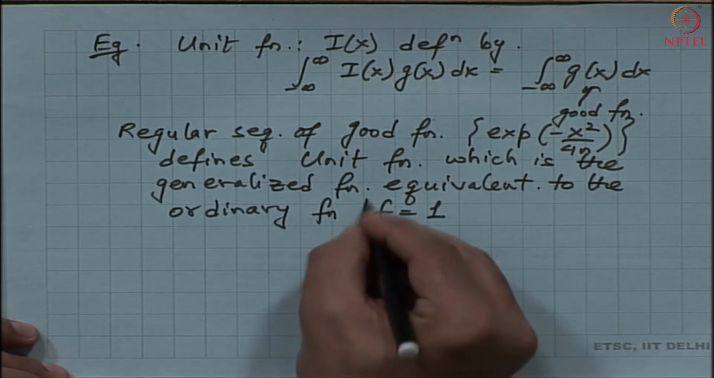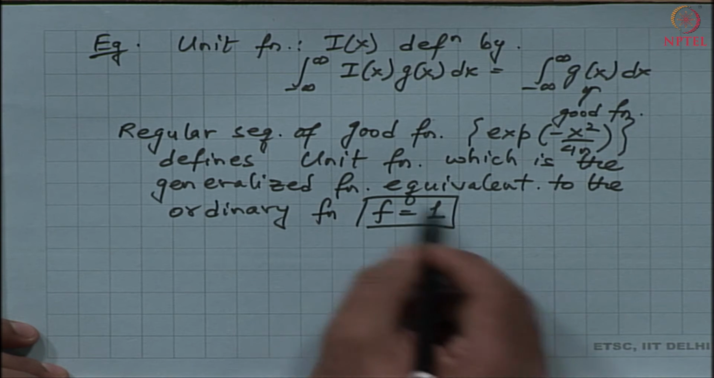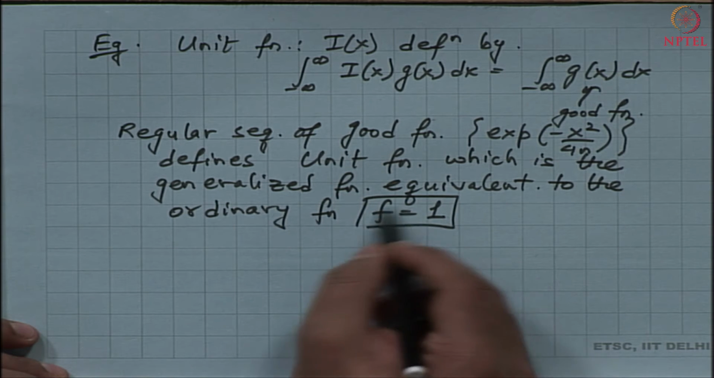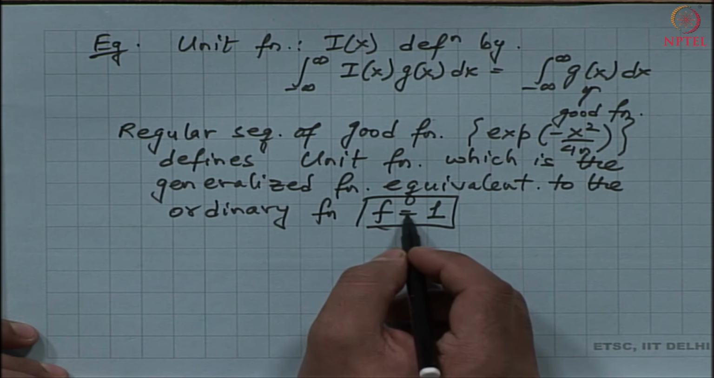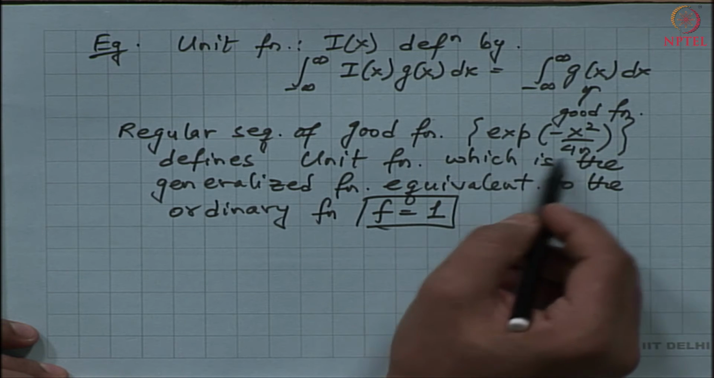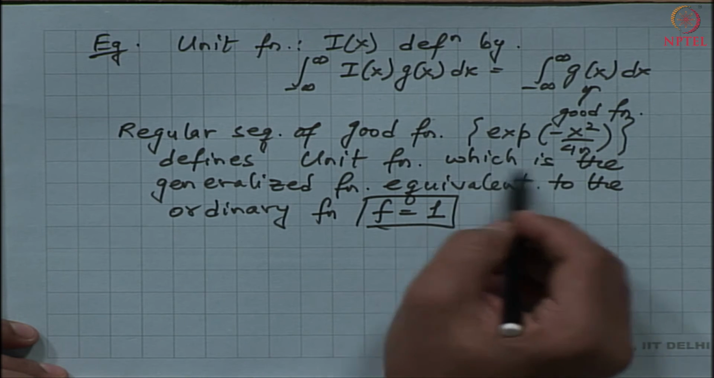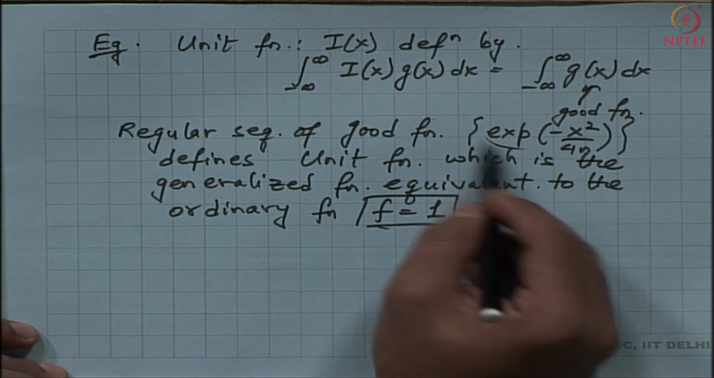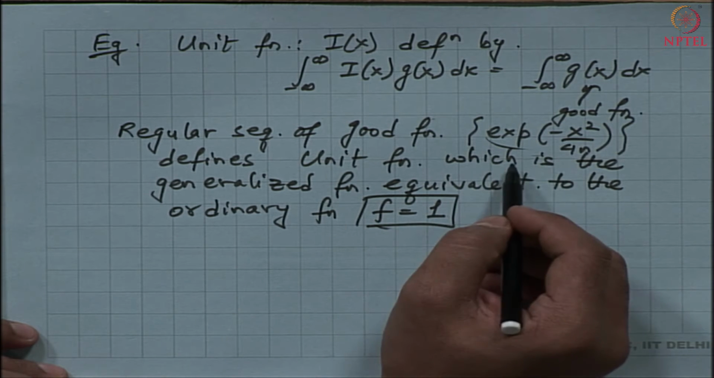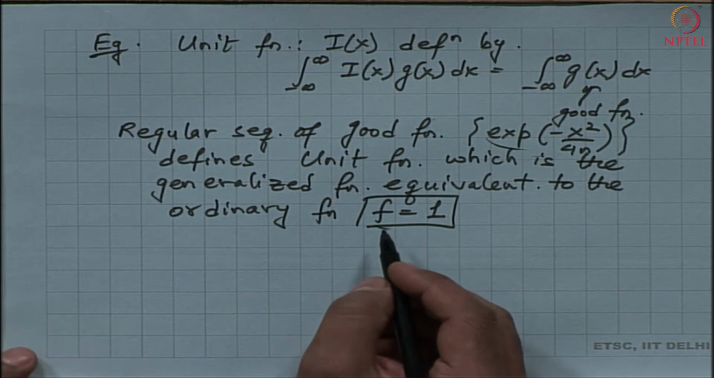Here I am easily able to find the Fourier transform of f equal to 1. However, suppose I had a function for which I was not able to find the Fourier transform, then the idea is to use the corresponding sequence of good functions. Here in this case it is this one, and I am able to find the Fourier transform of this sequence and take the limit n tending to infinity in that integral. That is going to give me the Fourier transform of the corresponding ordinary function.